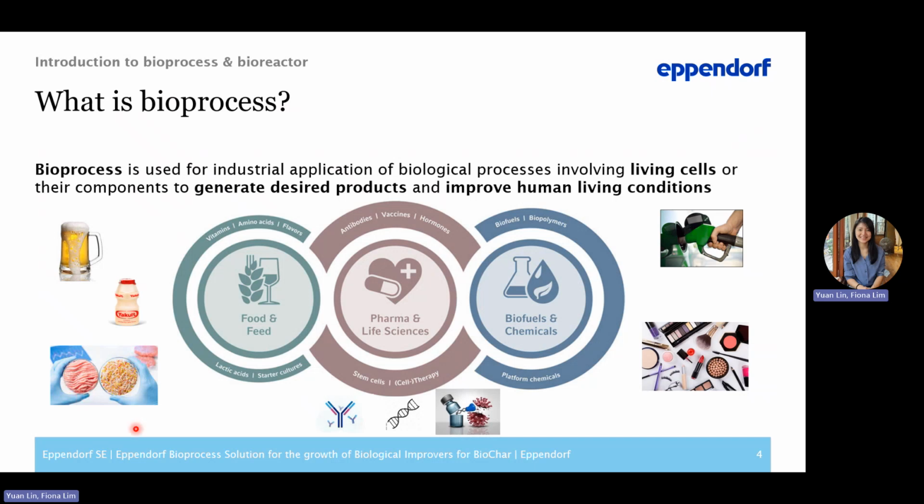Yeah. In the second category, bioprocess can be used to produce biopharma as well as life sciences. I mean, to produce things like antibodies, vaccines, or hormones, as well as growing cells for cell and gene therapy. Finally, in the third category, bioprocess can be used to produce biofuels and platform chemicals. So things like biopolymers or even parts that are used in cosmetics today.